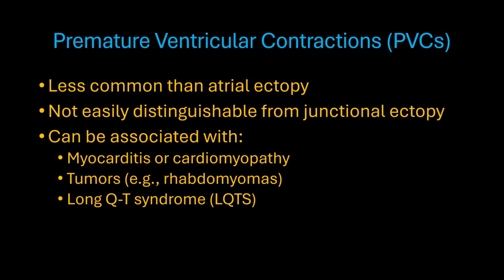Premature ventricular contractions, or PVCs, are much less common than atrial ectopy. They're not easily distinguishable from junctional ectopy or junctional premature contractions. It's difficult to distinguish between the two. And these are not usually benign. They can be associated with myocarditis or a type of cardiomyopathy, tumors, for example, rhabdomyomas, and I have a case later in the presentation that shows that, and also long QT syndrome can also be a cause of premature ventricular contractions.